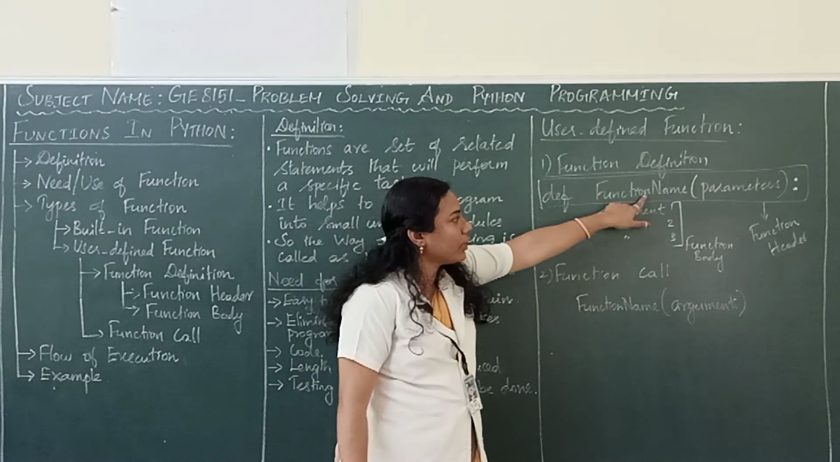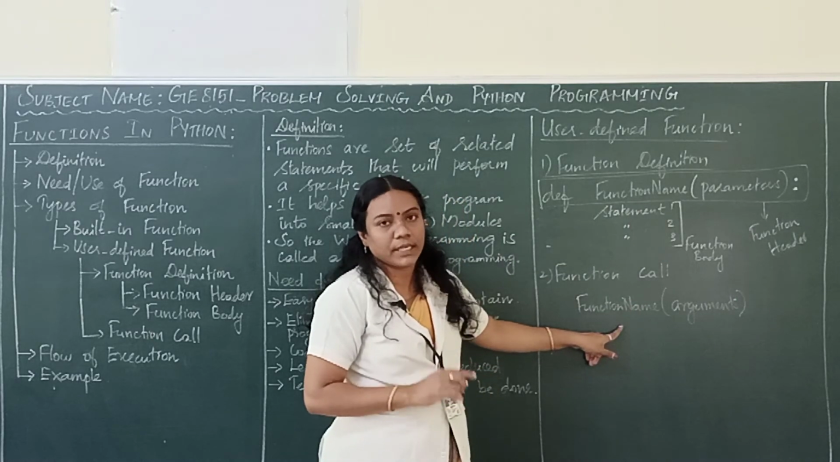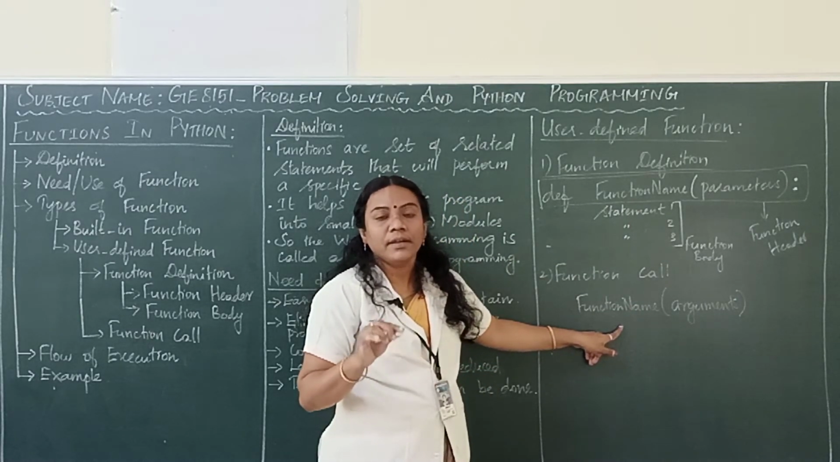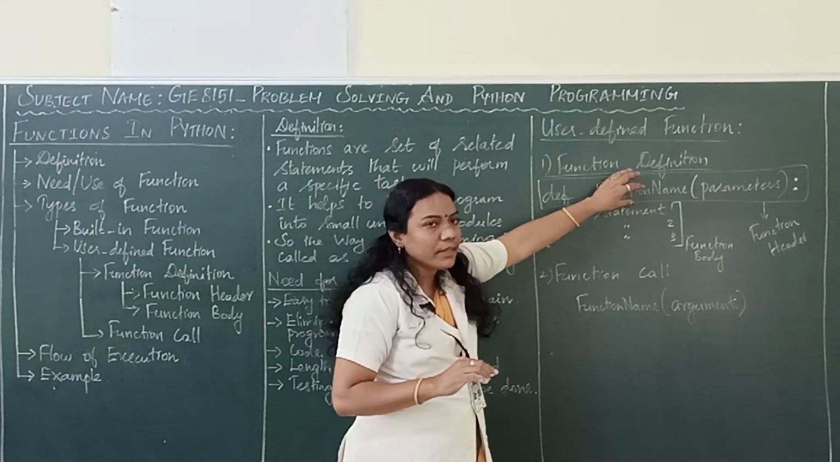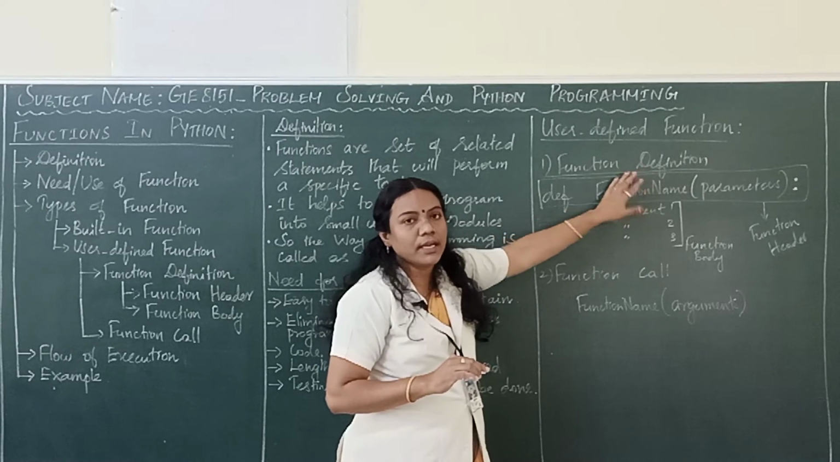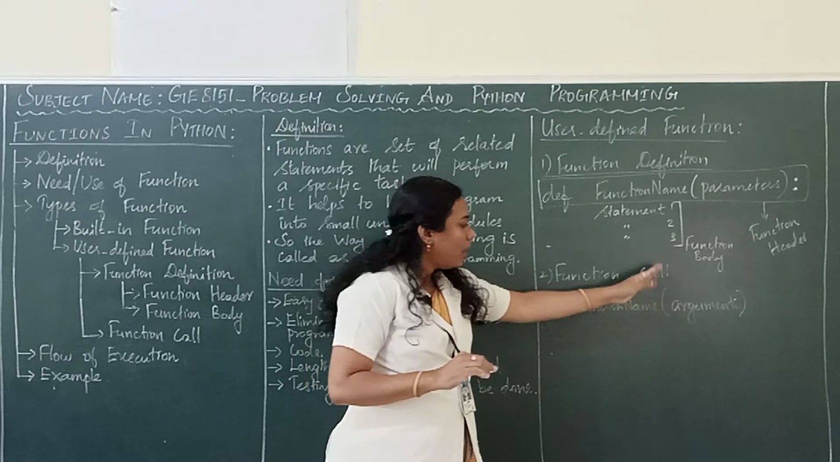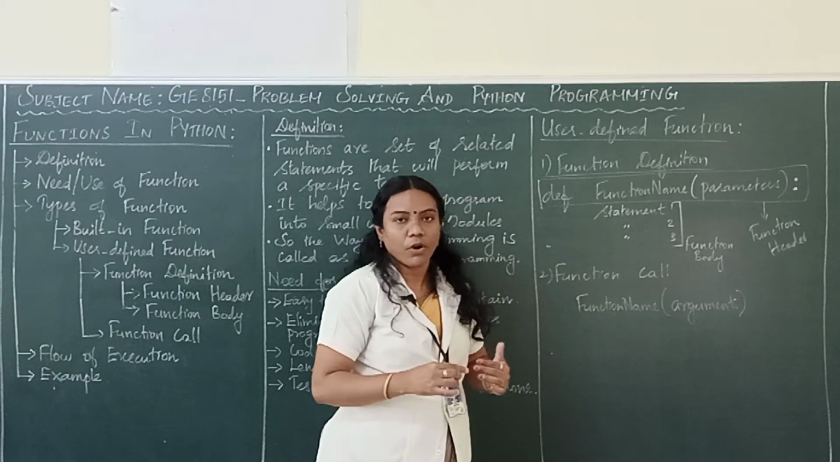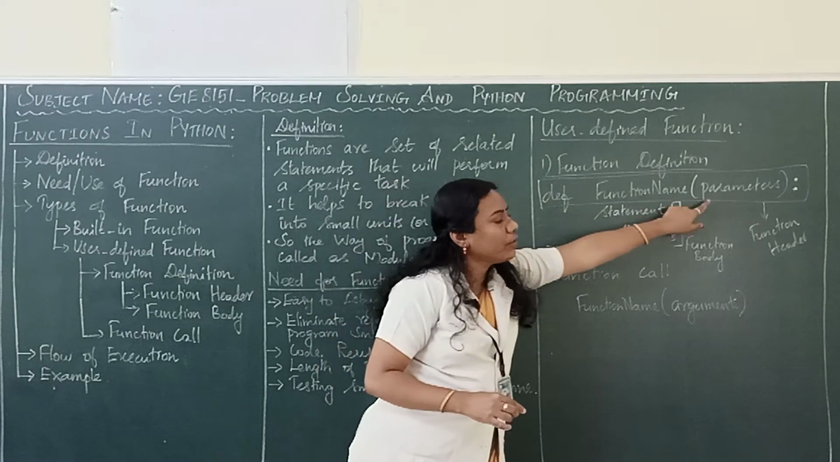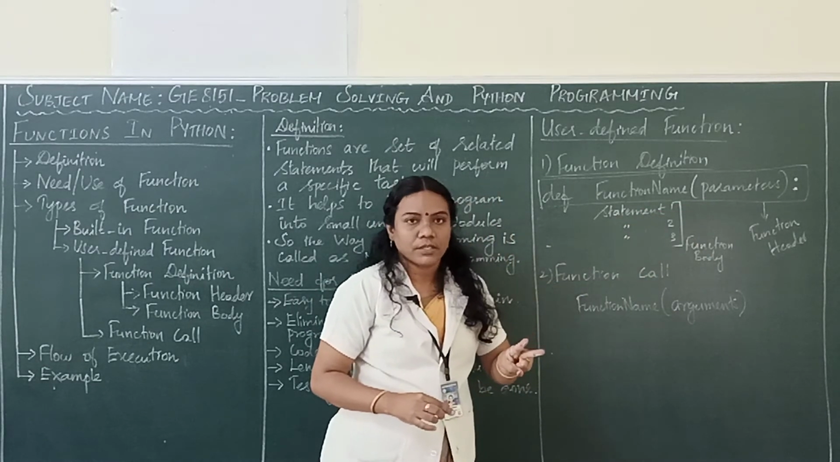Whatever function name you used in the definition, the same function name must be used here. Already you know that Python programming is case sensitive, right. So whatever name is provided in the definition, the same name must be provided in the function call also. Along with the parenthesis, you need to mention the arguments. Suppose if you are using two parameters, here also you need to pass two arguments.